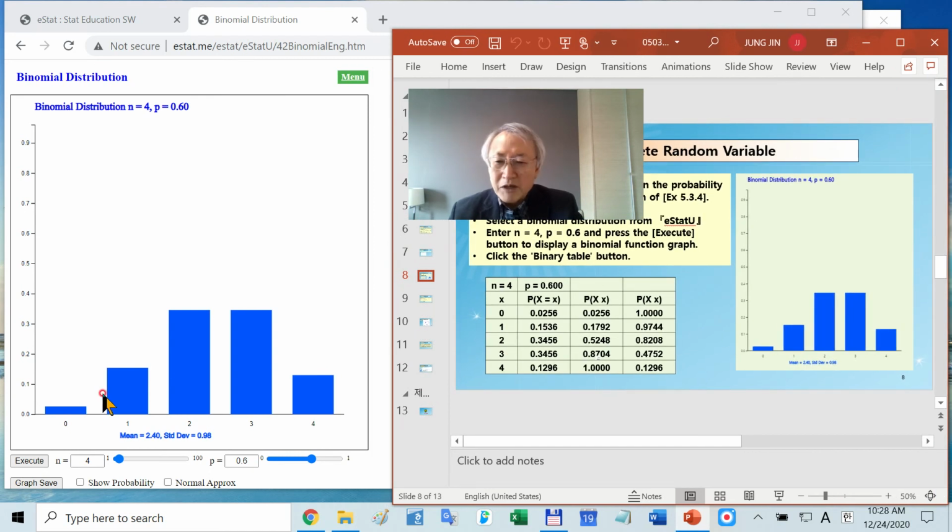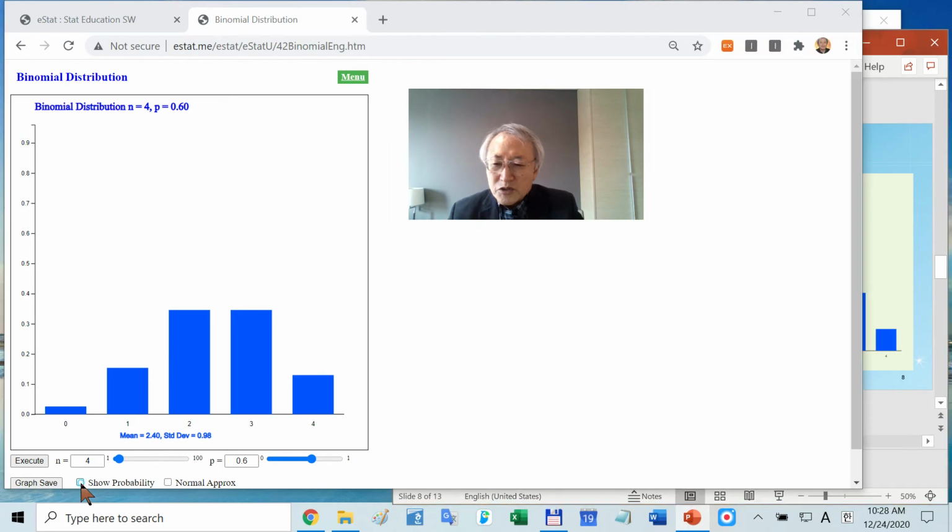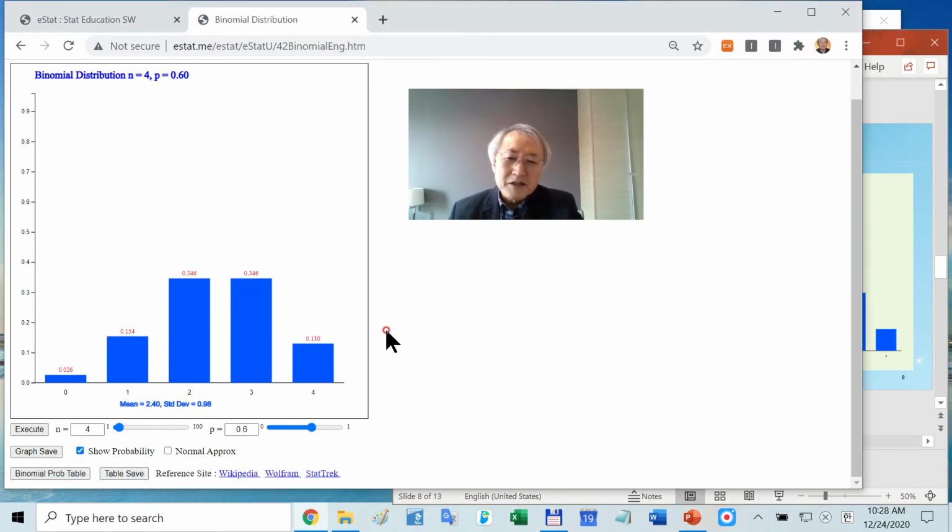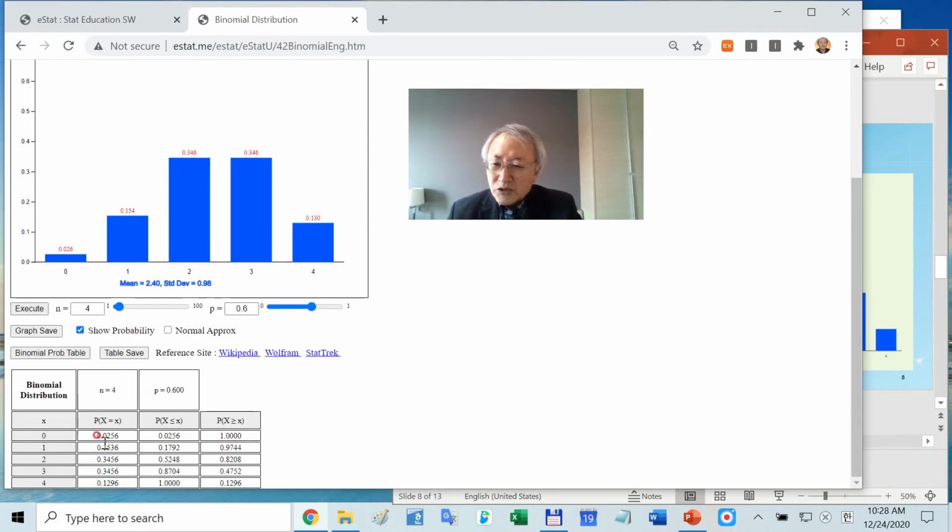This is the same one. If you click show probability, it's going to show detailed probability. If you need a table, maybe click this binomial probability table, then you can see all the probabilities from 0 to 4 winning.